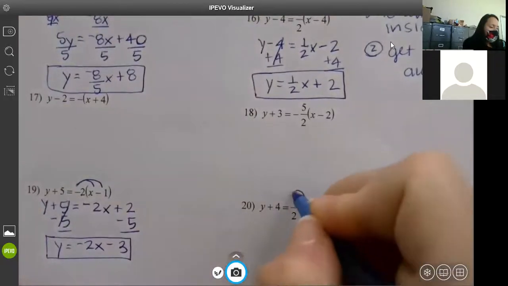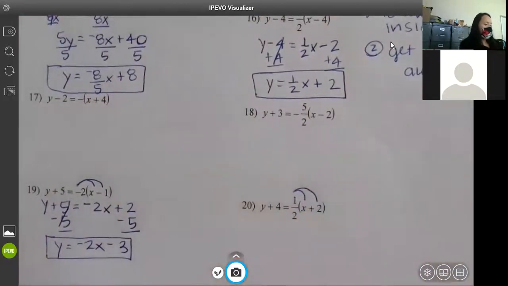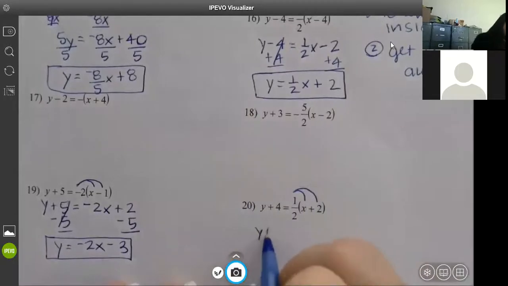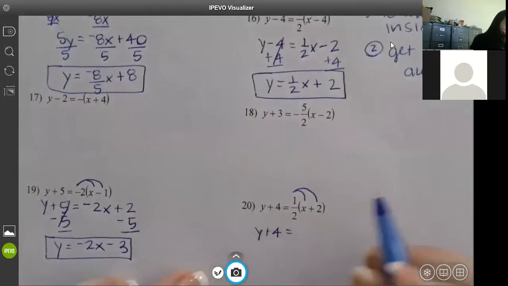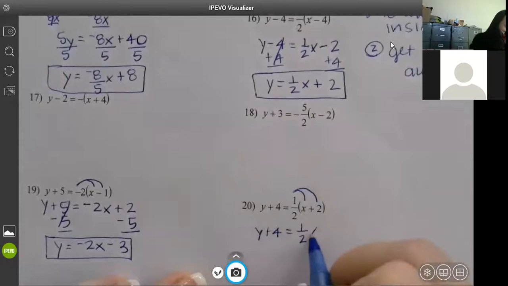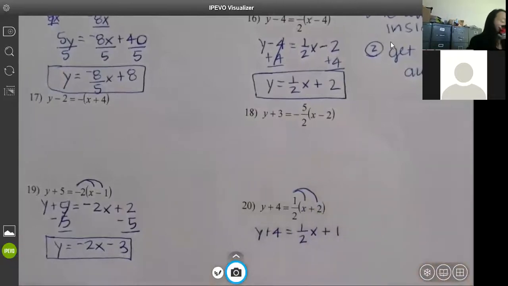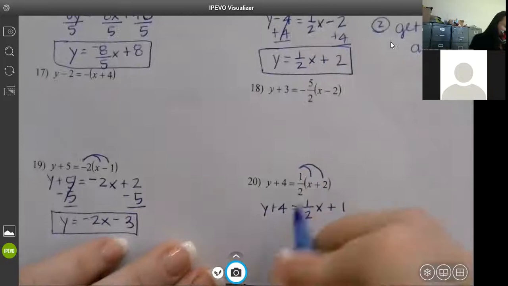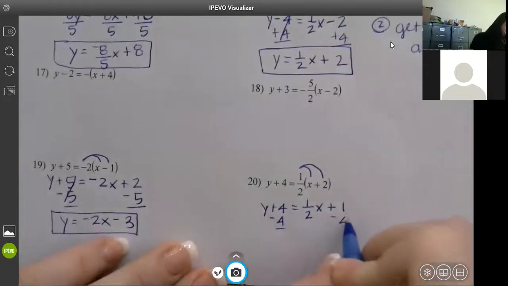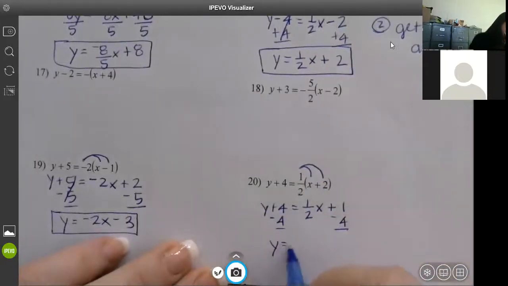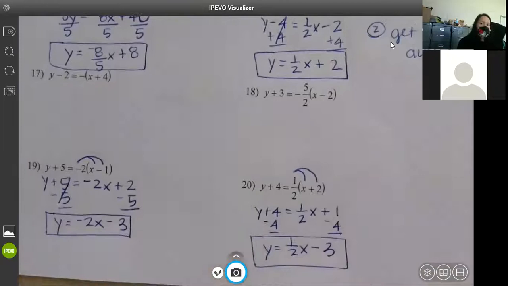Number 20. First step is to distribute. We get y plus 4. What's 1/2 times x? Yep. Squish them together. What's half of 2? 1. So there's step 1. Step 2, how do I get y by itself? -4 on both sides. I get y equals 1/2 x, and 1 minus 4 is -3.